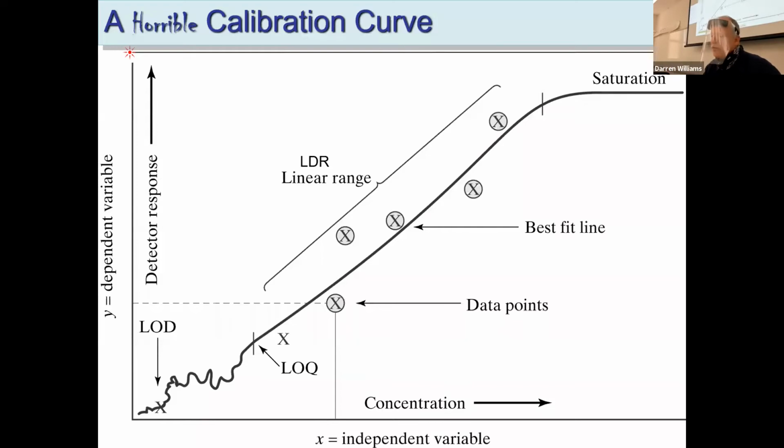And so from that point up, your model should be somewhat linear. You double the concentration, you double the signal. You half the concentration, you half the signal. So you're in a linear range of response.